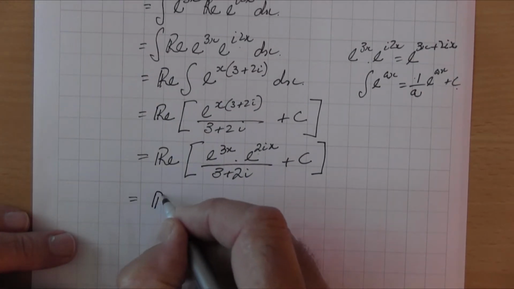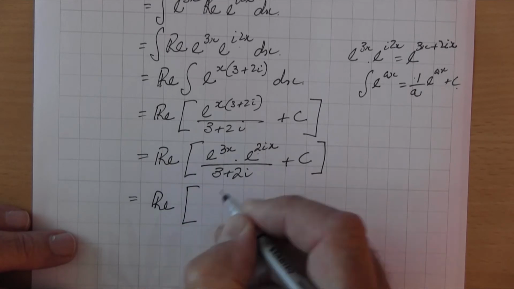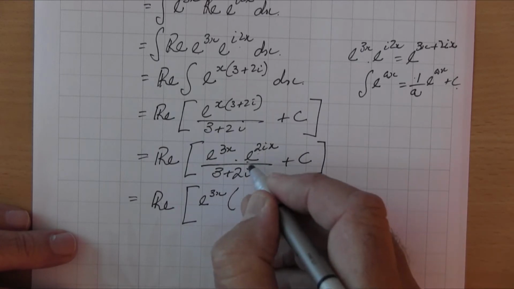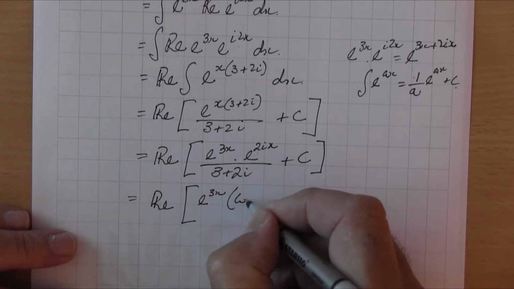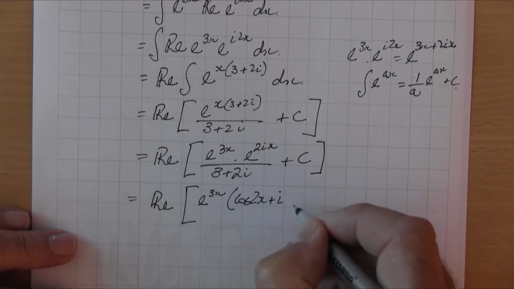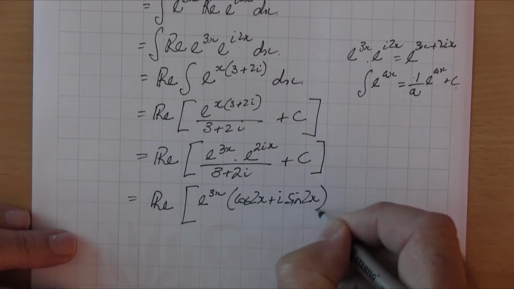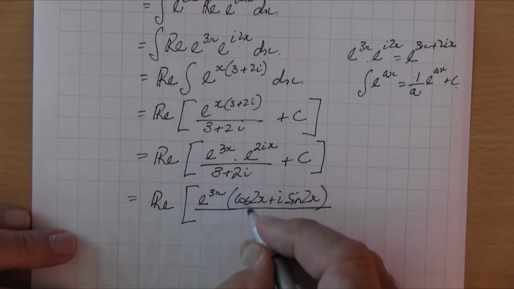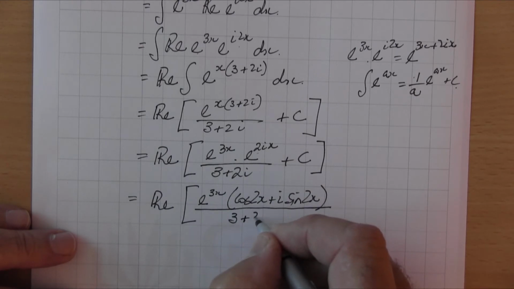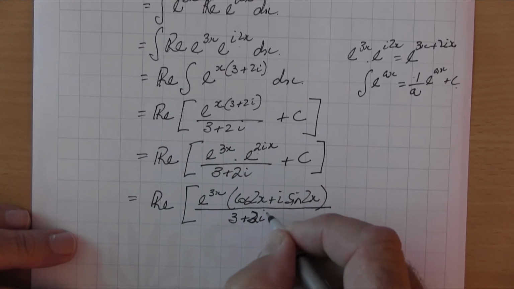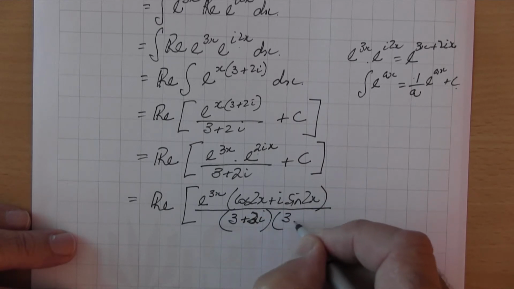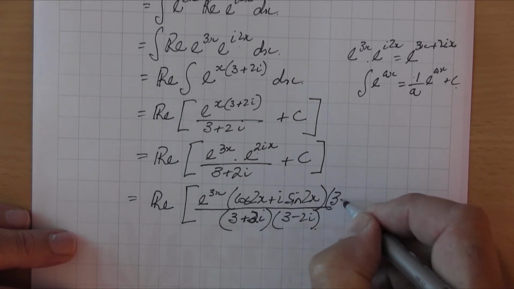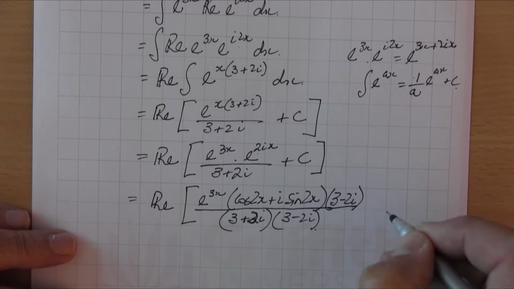So that'll be equal to the real part of e to the 3x, which stays the same. Now, e to the 2ix will be cos 2x plus i sine 2x. Now we'll want to make the denominator into a real number and rationalise the denominator. So we've got 3 plus 2i, and the way to do that is multiply by 3 minus 2i. Whatever we do to the bottom, we've got to do to the top. Plus c.